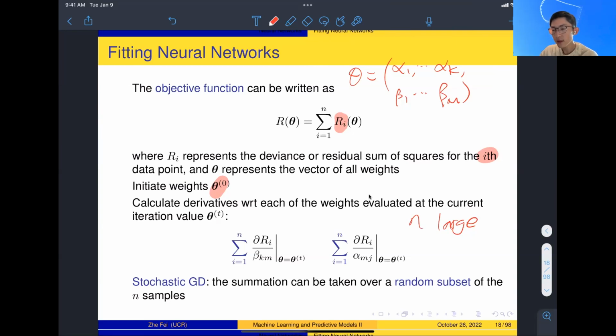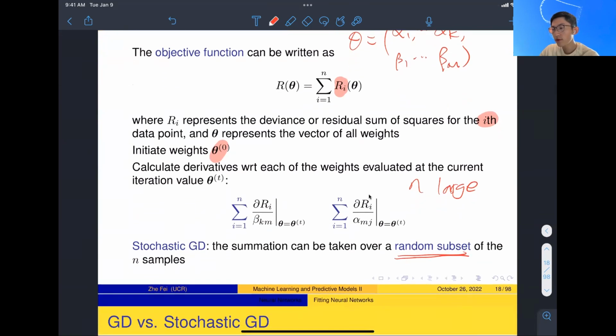So people come up with this stochastic gradient descent idea, where we replace the summation of all n samples by a random subset of the n samples. For example, regardless of how large your n is, for each iteration, we fix what we call the batch size. We fix a batch size to be, for example, 20 or 30, a much smaller number, so that it is a random subset of all the samples.